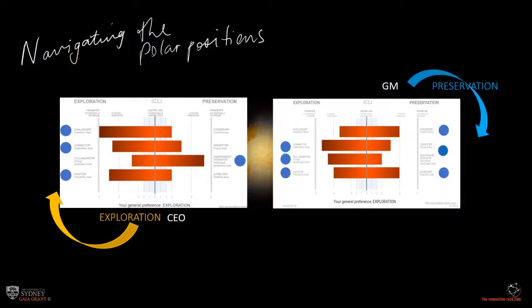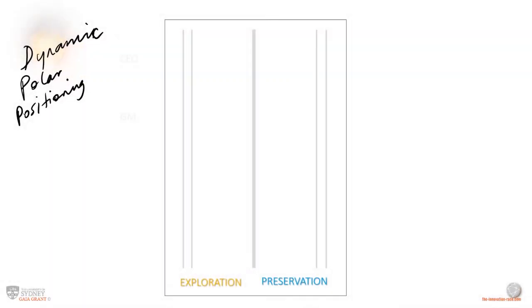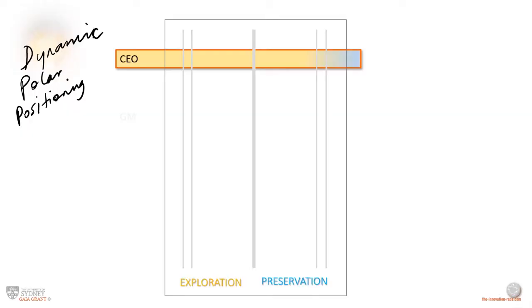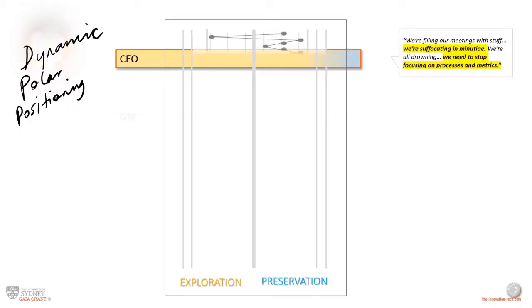And I took a transcript of a particular conversation, and I actually plotted and coded the conversation to track the dynamics, how they go backwards and forwards. So you can see here that the CEO starts talking and explaining that he feels like he's suffocating and drowning in all the systems that the GM has brought into place. This is 10 months after the GM has been there. And we're drowning in minutiae. We're focusing on processes and metrics. And he's quite erratic in his conversation, trying to find solutions, but he's quite emotional about it as well. So very much on the exploration side.